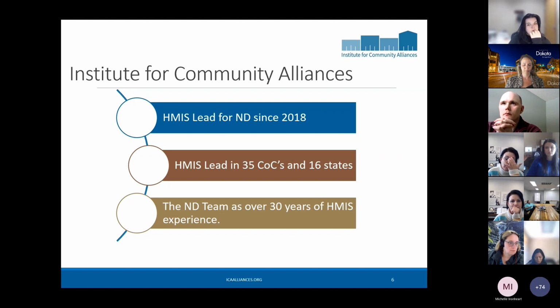And then we have Alex. Alex is our report person, and we're really excited to be able to pull some reporting into North Dakota because that's one thing that we haven't had the ability to do, other than the federal report. So we can look at things more at a COC level and project level data sets. Alex has been here a little bit over a year. So the North Dakota team itself has about 30 years of experience in HMIS and HUD together, but the big ICA, as I call it, has over 200 years of experience.